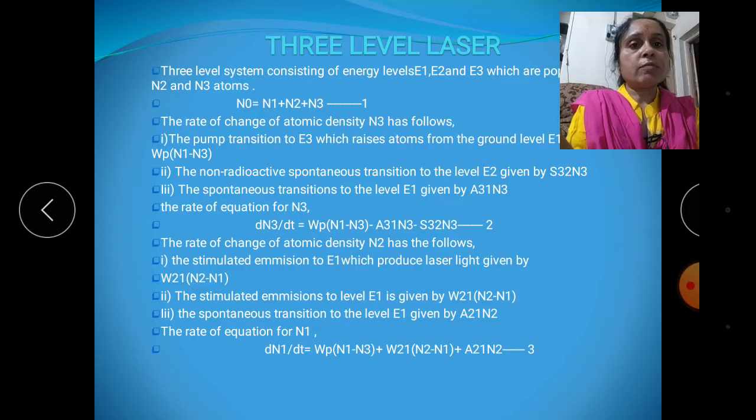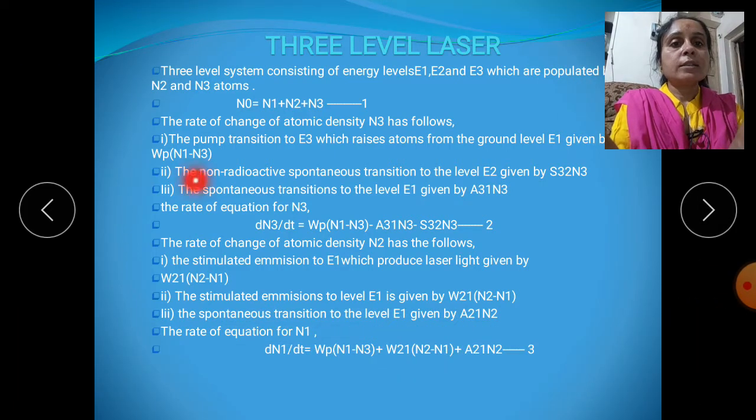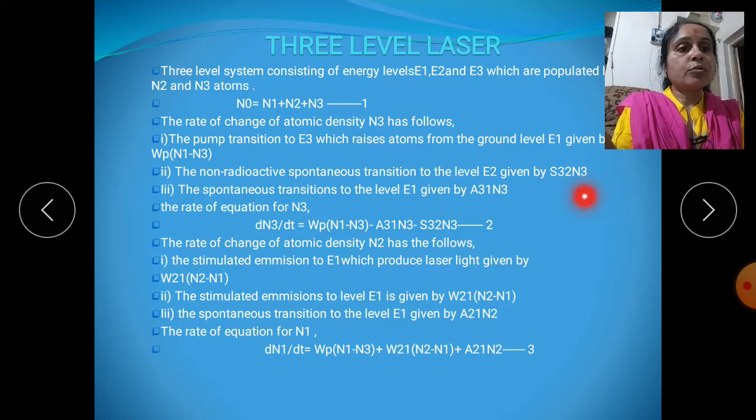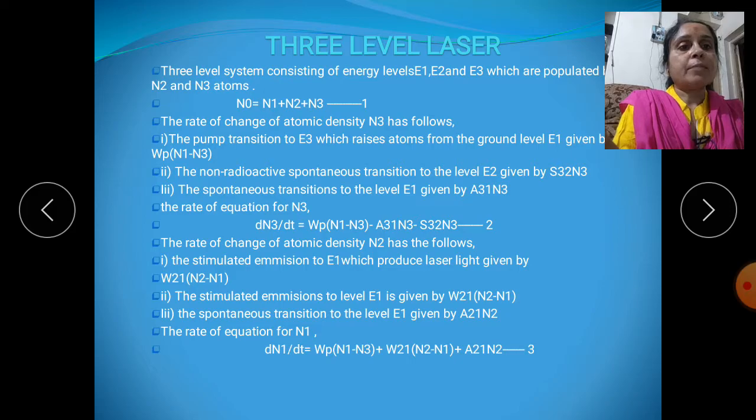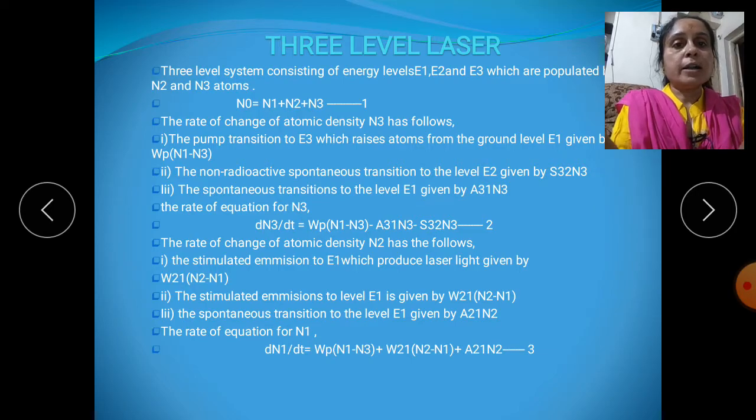The atoms in the ground state E1 are raised at the rate omega p of N1 minus N3. The second step is the non-radiative spontaneous transition to the level E2, given by S32 N3. Thirdly, the spontaneous transition to the level E1 is given by A31 N3.